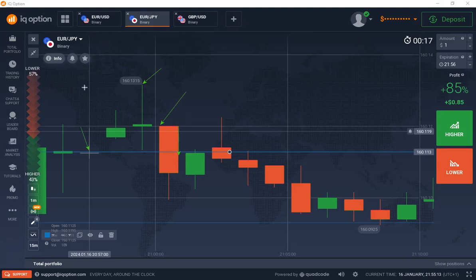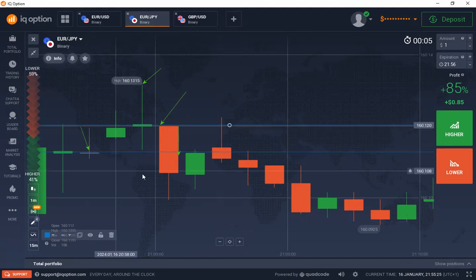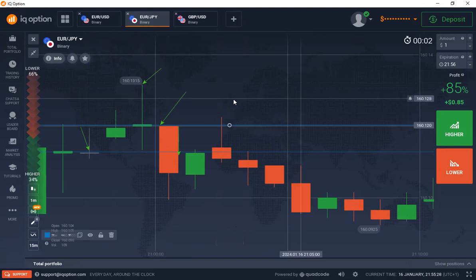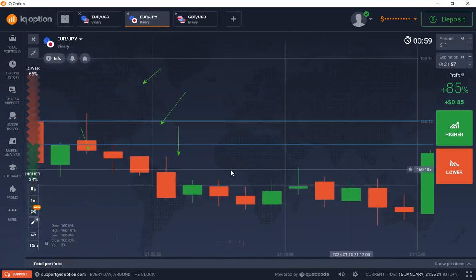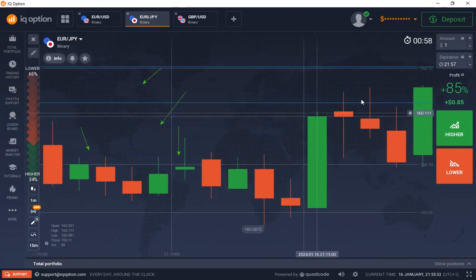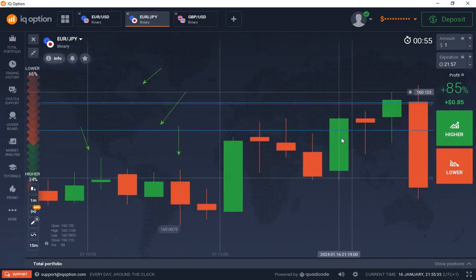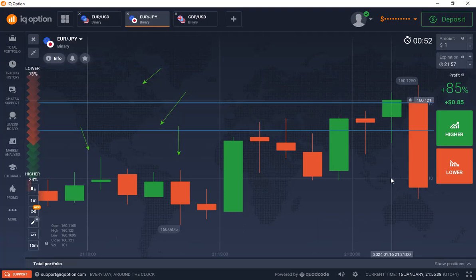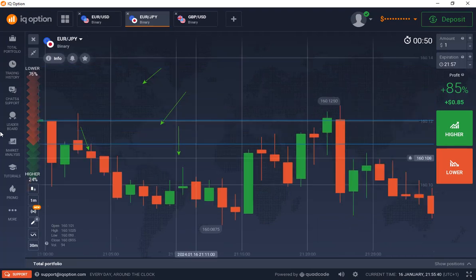Let's see. So that is the seller's area. Anytime the market comes to that area, rejection occurs. You can see rejection occur. Even when the candle closes inside the area, it reverses. Again, on this candle, the seller still enters. That is how you draw the seller's area.